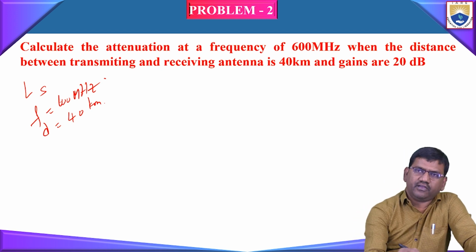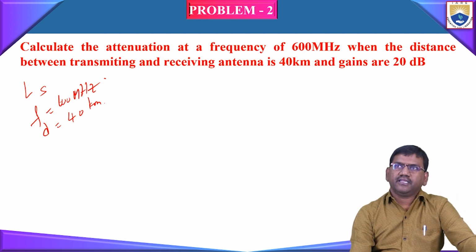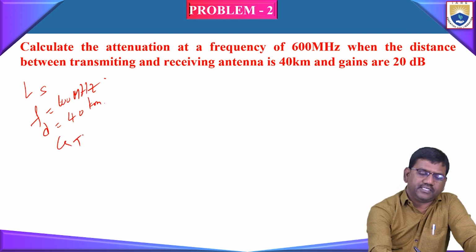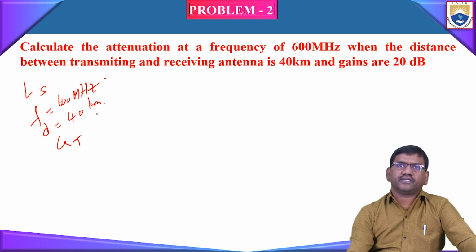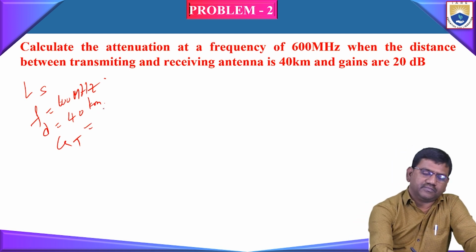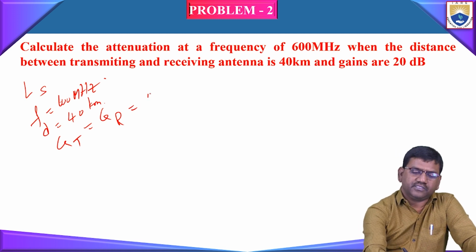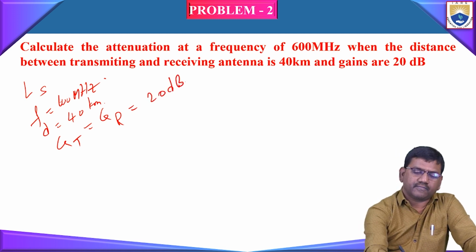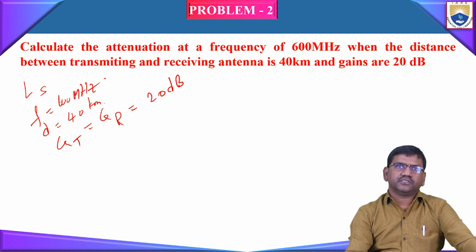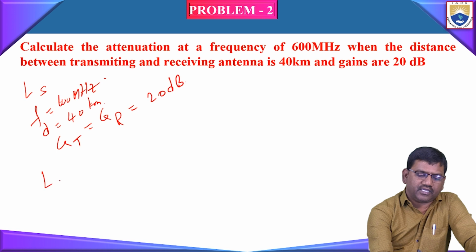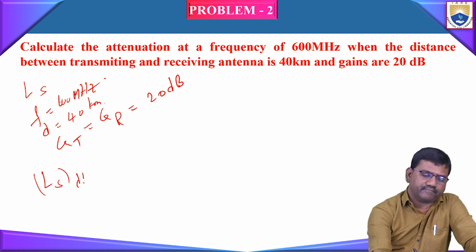That is, the gain of the transmitting antenna and the gain of the receiving antenna are both assumed to be the same here. So let us assume GT as the gain of the transmitting antenna and GR as the gain of the receiving antenna. Let us assume this as 20 dB: GT is equal to GR is equal to 20 dB. So here we have a formula for spatial path loss, which is expressed in dB.